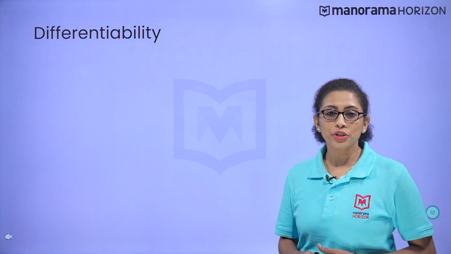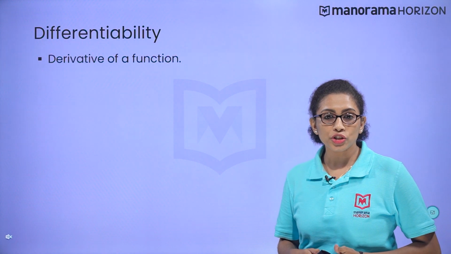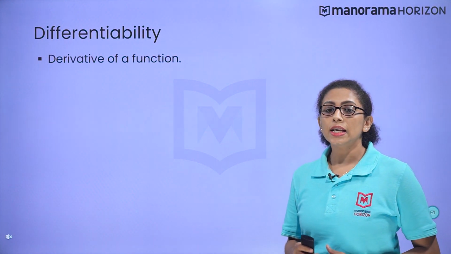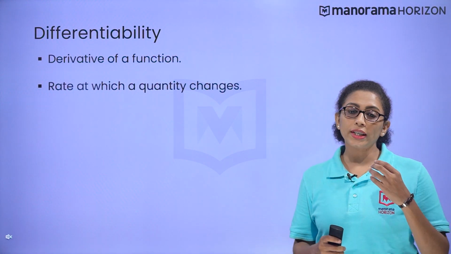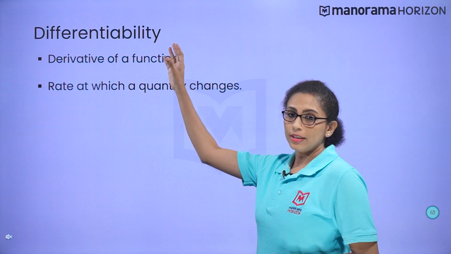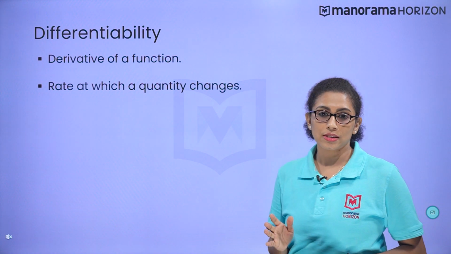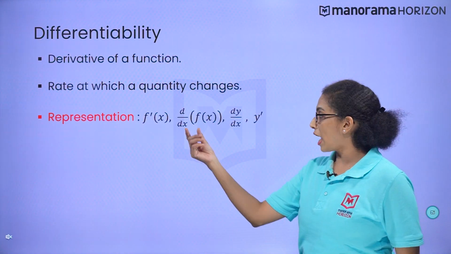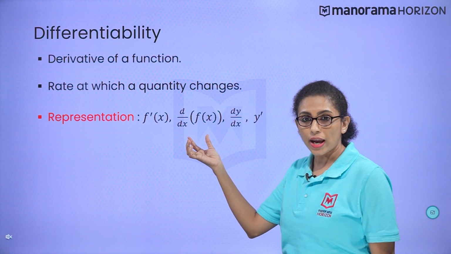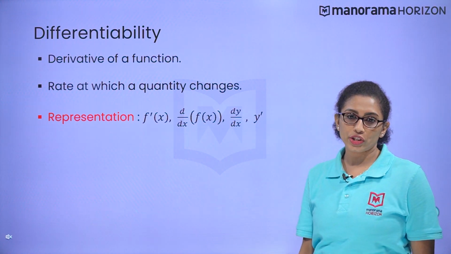Now, what is differentiability or derivative of a function, or differentiation of a function? Differentiation is nothing but calculating the rate at which a quantity changes. The process of finding the derivative of a function is called differentiation. Derivative of a function f with respect to x is denoted as f dash of x, or it can also be written as d by dx of f of x, or dy by dx. Another way we can write it is y dash.